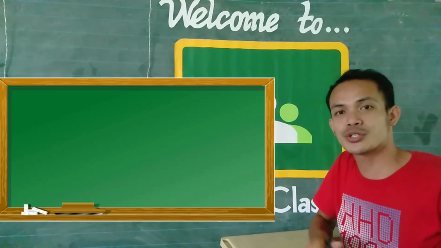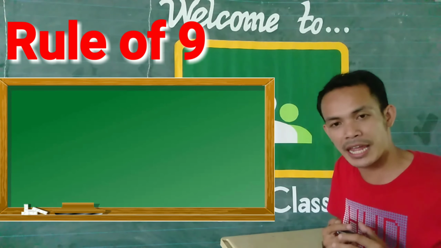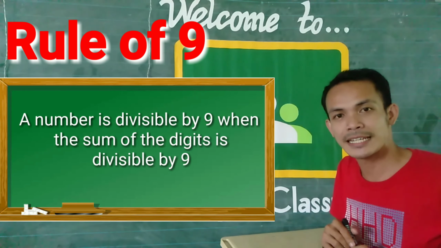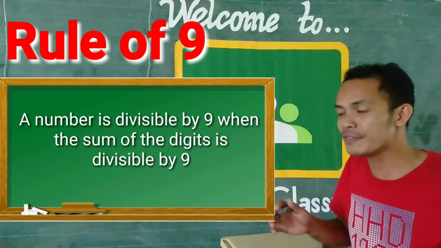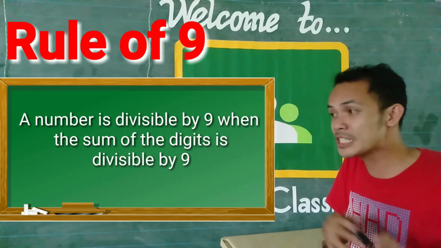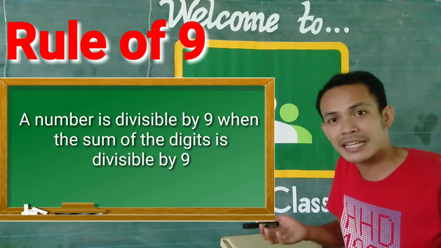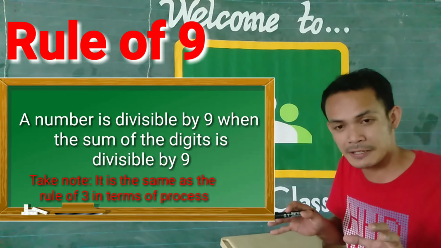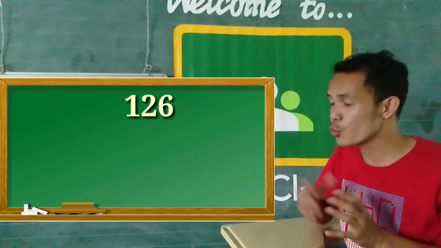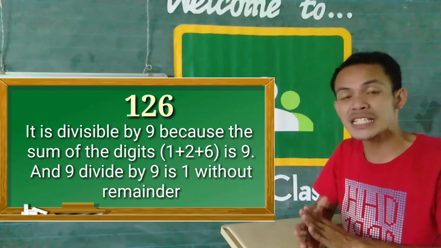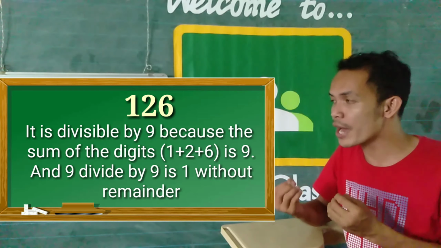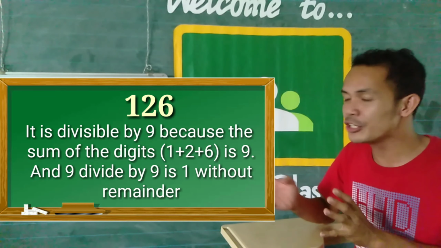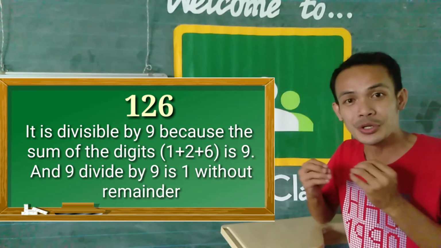And now let's proceed to the last rule that we are going to discuss today, which is the rule of 9. When can we say that a number is divisible by 9? A number is divisible by 9 if the sum of its digits is divisible by 9. The rule of 9 is the same as the rule of 3 in terms of process. Example is 126. 126 is divisible by 9 because when you add 1 plus 2 plus 6, the answer is 9. And 9 divided by 9 is 1 without remainder.